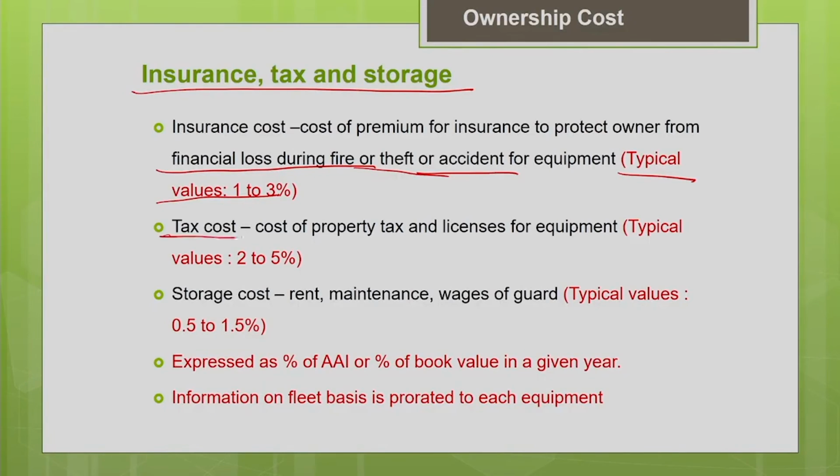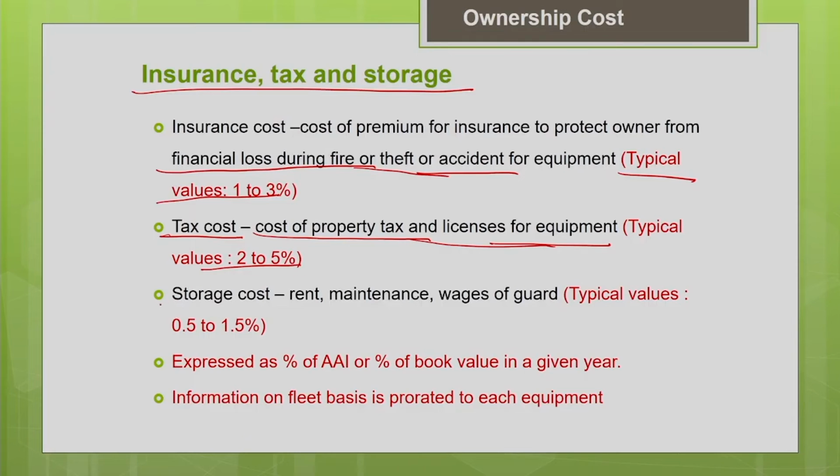Another thing is your tax cost. It is an asset, so you have to pay the property tax for the equipment to the government. The cost of the property tax and the licenses for the equipment will come under this tax cost. The typical values as reported in the literature vary from 2 to 5% of the value of your machine. This will also vary according to the location, from place to place.